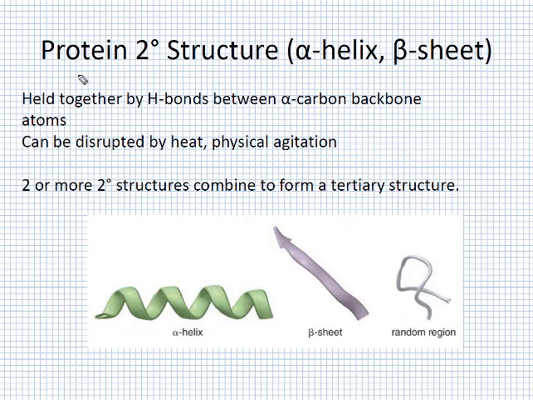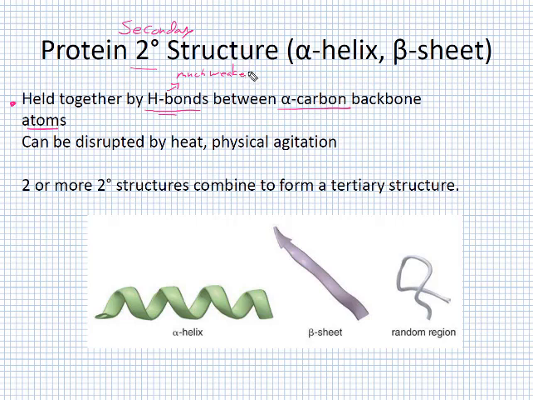All right, the second type of structure that we'll talk about is secondary structure. So 2 with a degree symbol is secondary. Secondary structures, a few things you should know, these are also held together by interactions between alpha carbon backbone atoms. So similar to the primary structure, right? In primary structure, one amino acid is bonded to another by peptide bonds formed between alpha carbon backbone atoms. However, secondary structures are held together by hydrogen bonds. So we'll see this in just a little bit. So hydrogen bonds, of course, compared to peptide bonds, are much weaker.